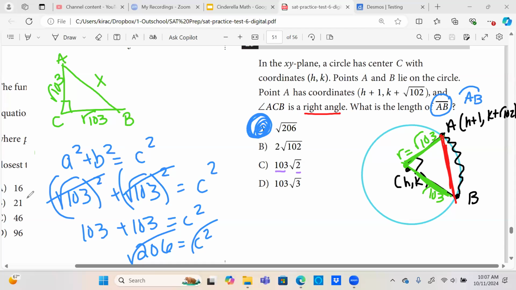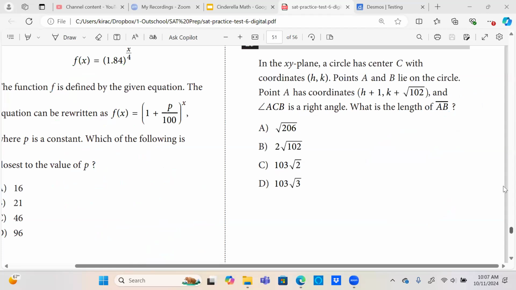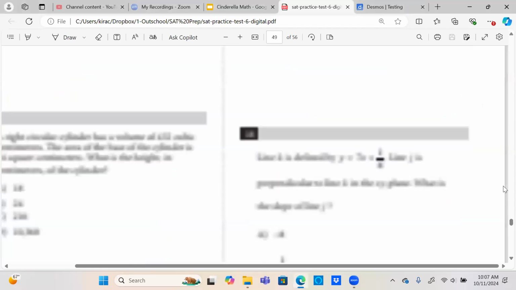Did have to pull out that distance formula, which I don't think is on the formula sheet. Let's take a peek real fast. I don't want to lie to you.